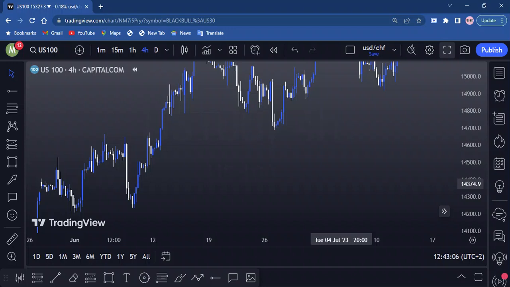Imbalances, and in the next video we're going to merge imbalances and order blocks, and show you how they work hand in glove. So just a brief summary of what we did in the last video.